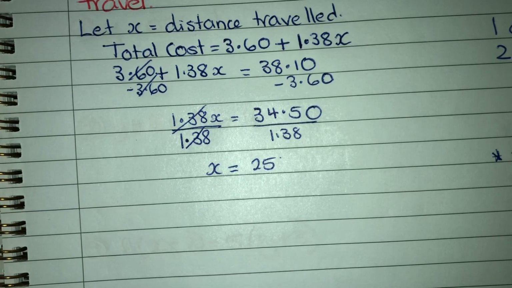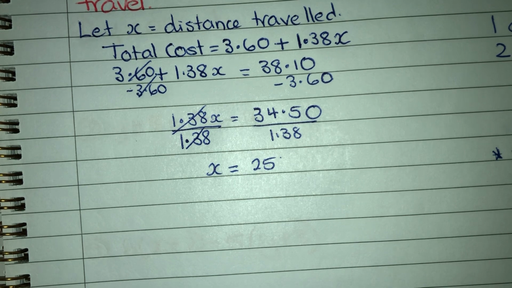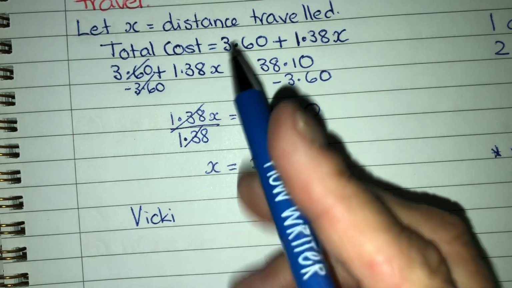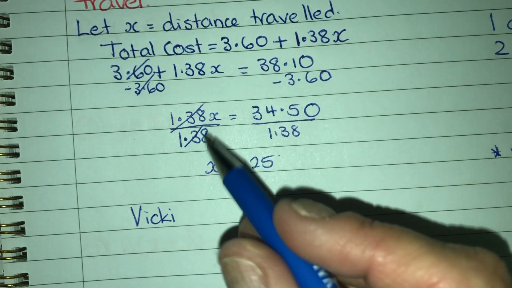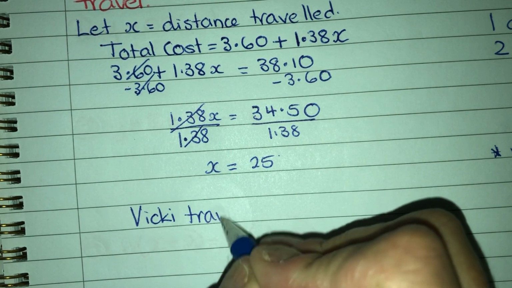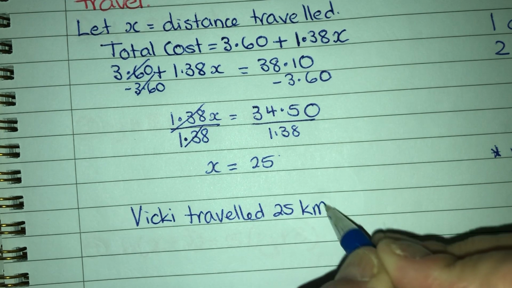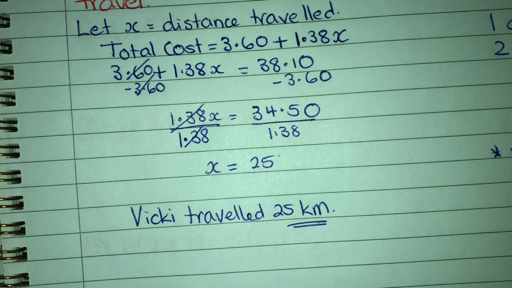Now you need to write some form of equation sentence. Doesn't have to be much. I'm going to write, looking at the question, how far did she travel? Vicky travelled 25, and you need to put what the units are, which is kilometres.